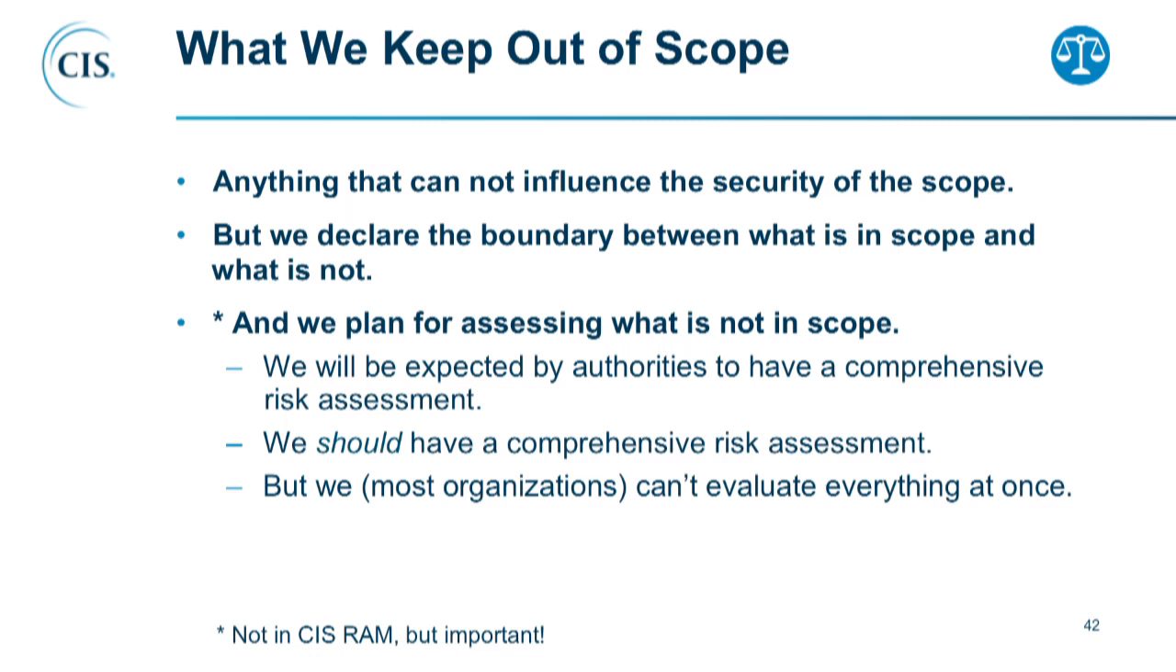Let's move ahead. What we keep out of scope are the things that could not affect that scope. It's just a nice, easy way to make that definition. But we have to keep a note here. Just because we talk about scoping doesn't mean that we're advocating for not looking at everything. What we're recommending, this is not in CIS RAM, but it's important information to know because of how these things are being pursued, is that we've got a schedule for how we're going to evaluate everything else over time. And maybe it's just that you're going to incrementally evaluate things after the big risk assessment's done.